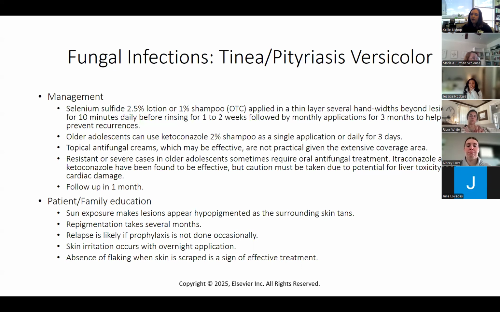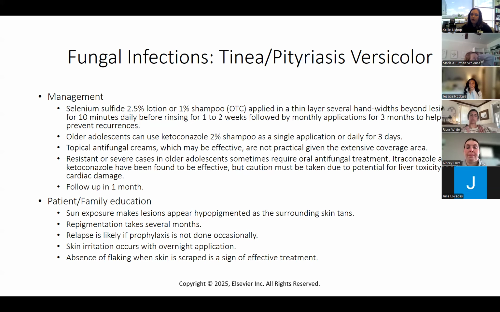Topical antifungal creams can be affected, but because it's such a large area that's being treated, it's not usually recommended. And then you want to make sure you follow up in a month. This is another one that's important to tell them. If it's not spreading and it's not flaking when you scrape the skin, then it's working. The treatment is working because the pigmentation is going to take time to heal. That's going to take several months. That's not going to go away in the 2 weeks of treatment.